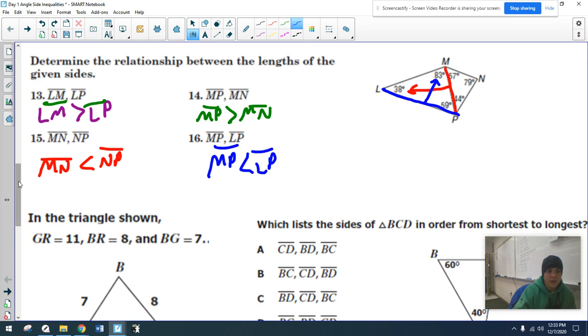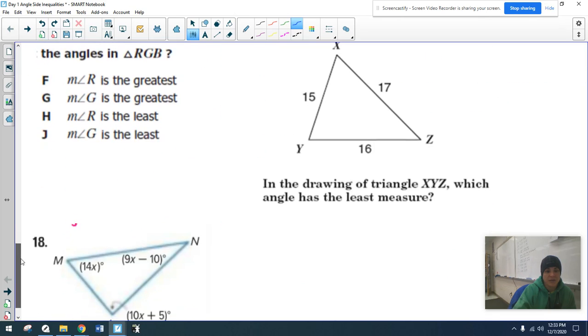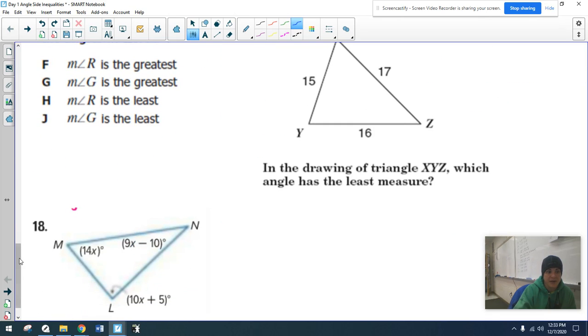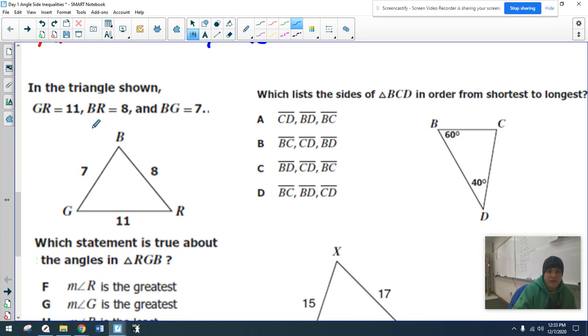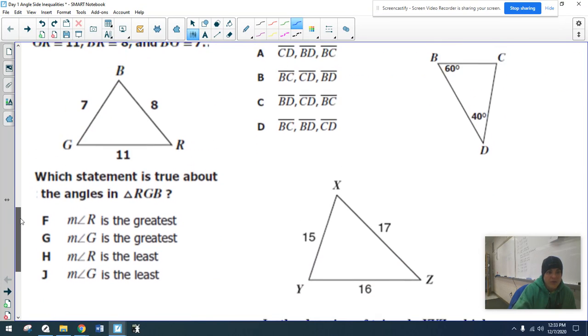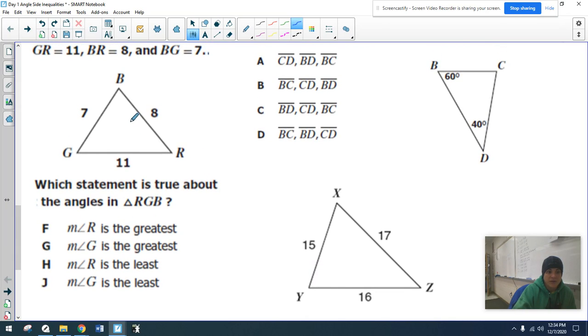Okay. And then these, I just got a couple random ones. This one at the end here, I threw one in here because there's two like that on the homework, and it's a little trickier than what we've been doing. So this one says in the triangle shown, they give you this stuff, and they want to know which is true about the angles. Okay, so right here, this is the biggest side, so B is the biggest angle. So this is going to be the biggest angle, so that means no good here. And it says G is the greatest.